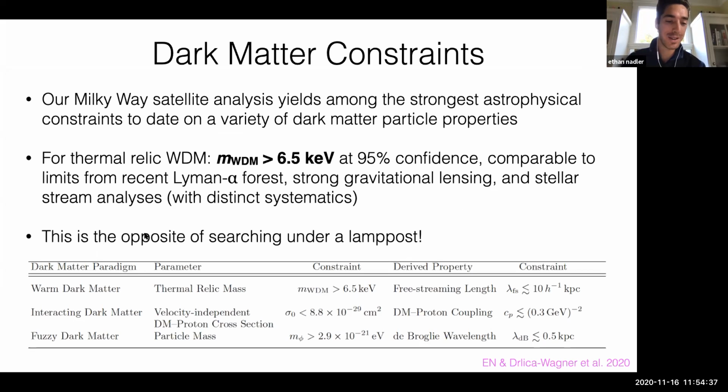The thing I find compelling about this is that it really constrains a wide variety of dark matter particle properties essentially at once. So this is the opposite, from a theoretical perspective, of searching under a lamppost. And I'll walk you through some of the various things that are constrained.